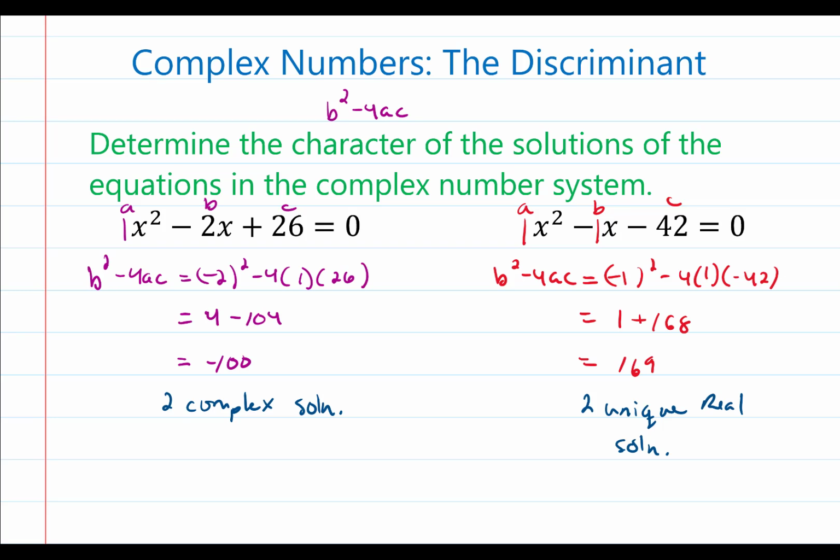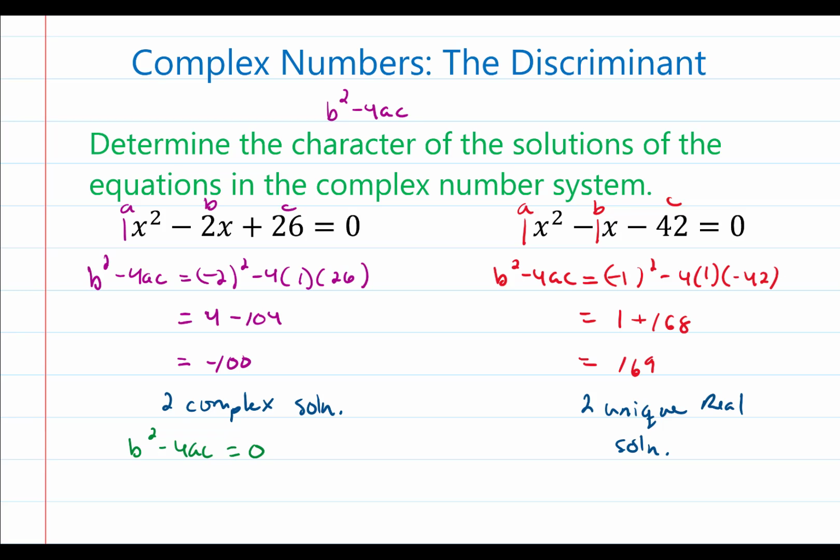Now the third case that is not illustrated in either of these two examples is what if the b squared minus 4ac value is equal to 0? Well, when it's equal to 0, this tells us that there is one real solution that we would say is a repeated solution or has a multiplicity of 2. And really those are the three cases.